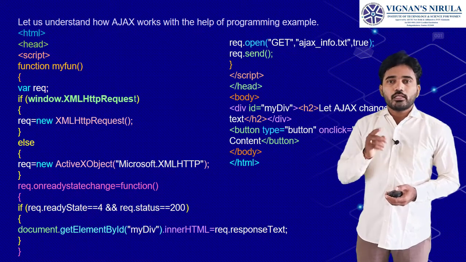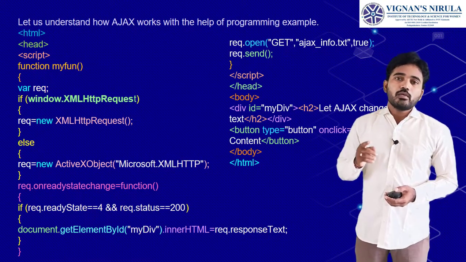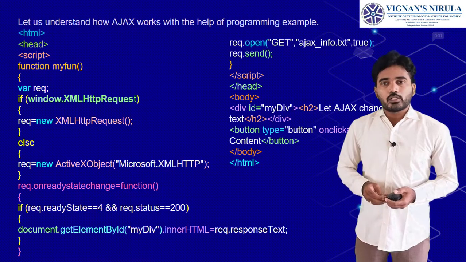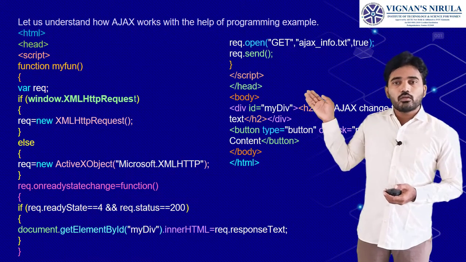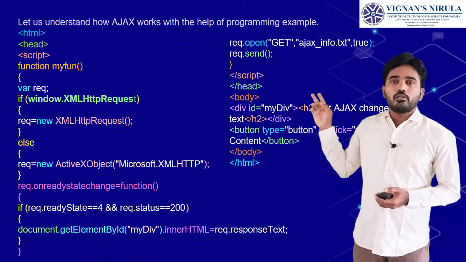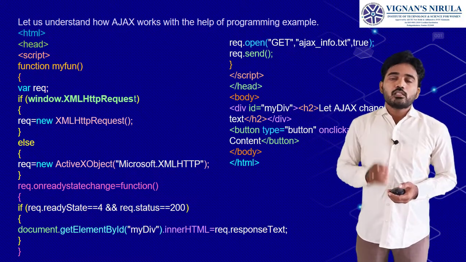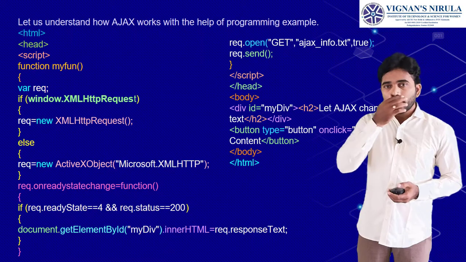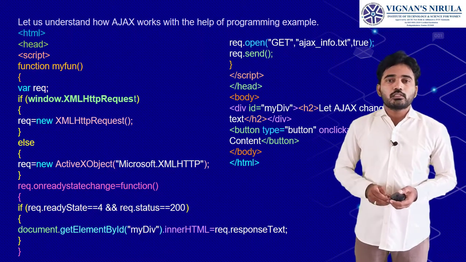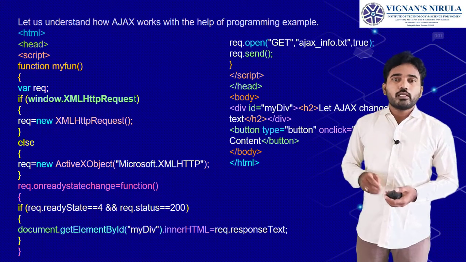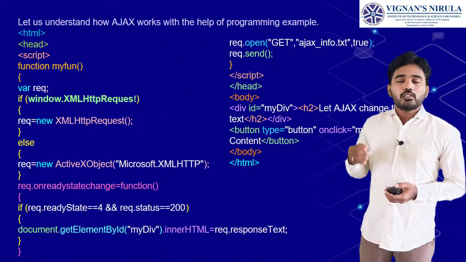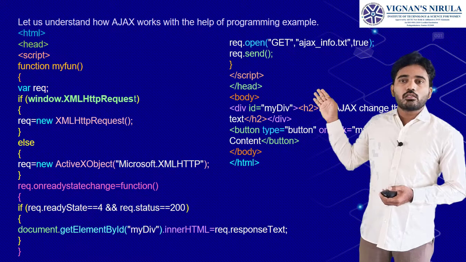The first one is a get or a post method. The second one is with which data you want to update the part of the web page. It is a location of the file on the server, and the third one is true or false. Here true means asynchronous and false means synchronous. That's why, so here AJAX stands for asynchronous JavaScript and XML. So that's why here we have written true. Next we have forwarded the request to the server by using the request.send method.